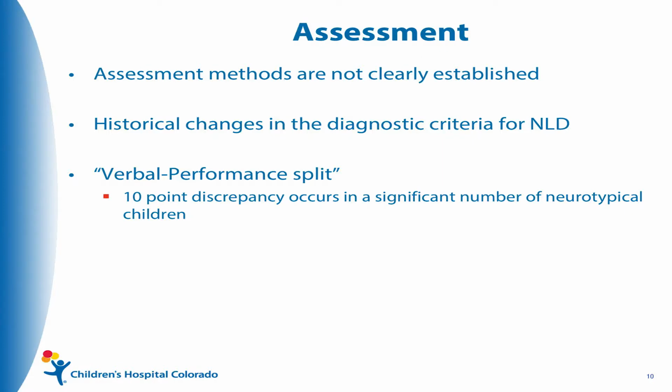A lot of the early research talked about this verbal performance split, using a cutoff of 10 points. So if your verbal IQ is 10 points higher than your performance IQ, really using that as a diagnostic criteria. The problem is that a lot of people in the general population have that split, so it's not considered significant or rare, if you will. And so that makes it a little more challenging to say that should be a diagnostic criteria when it can be so easily applied to other populations.